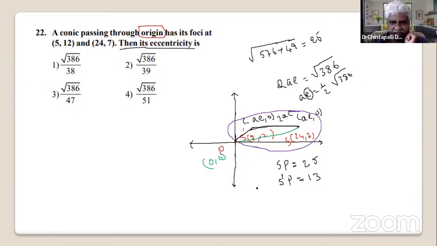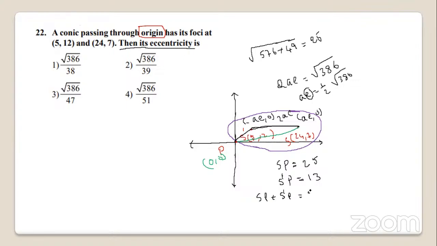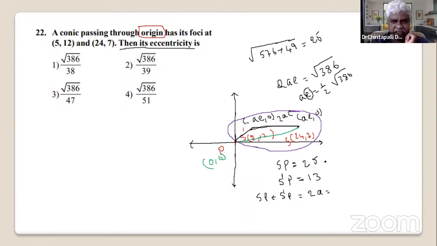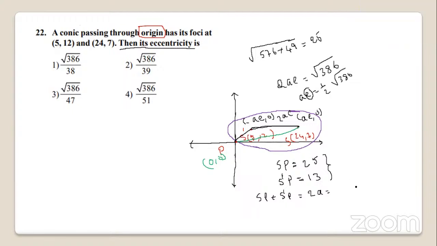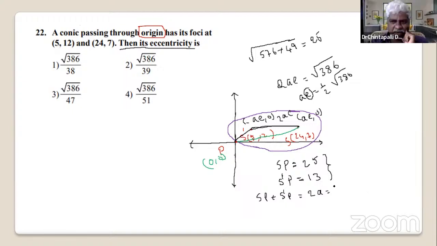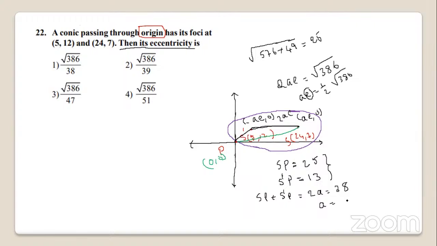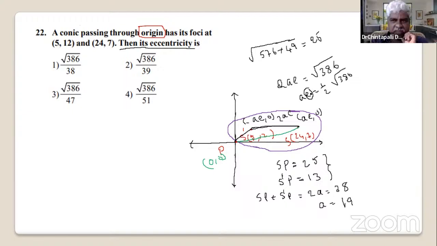But we know SP plus S dash P is equal to 2A. Just add these two, SP plus S dash P. 25 plus 13 is 38. So 2A is equal to 38. Then A is equal to 38 by 2, that is 19.